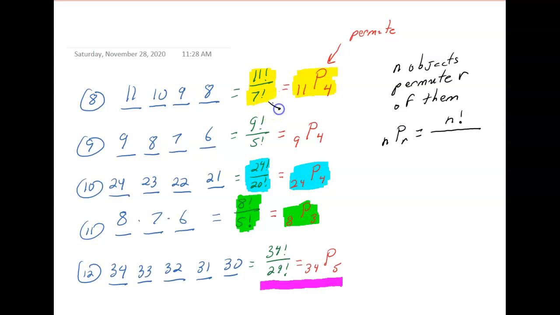And how do you get this 7? It's 11 minus 4. How do you get the 20? It's 24 minus 4. How do you get the 5? 8 take away 3. How do you get the 29? 34 take away 5. So the denominator is n minus r factorial. So this is the definition of the different ways you can rearrange n objects if you're permuting r of them. So now let's go back to the handout, and we're going to use this n permute r notation.